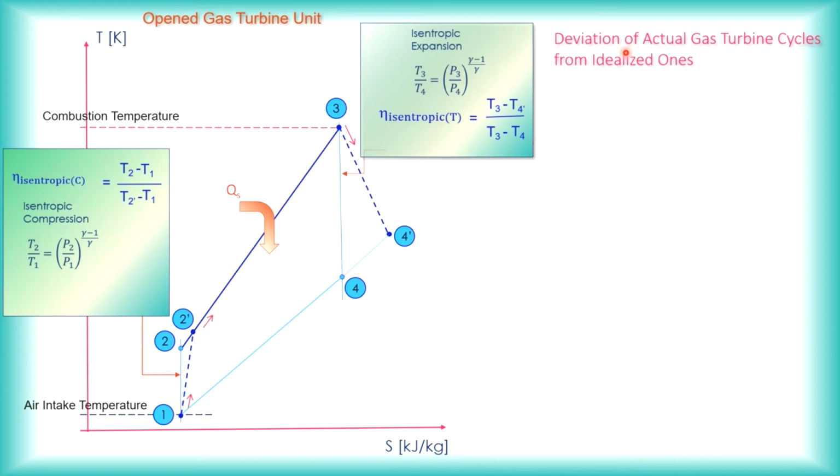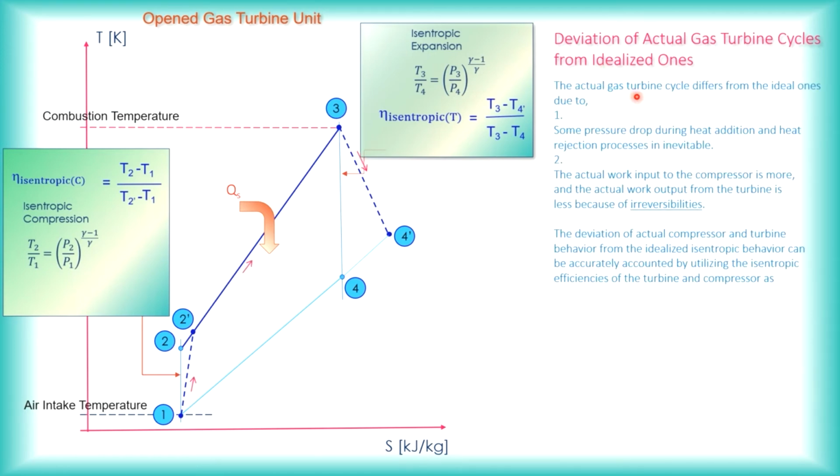Then the deviation of actual gas turbine cycles from the ideal ones. The actual gas turbine cycle differs from ideal ones due to, one, some pressure drop during heat addition and heat rejection process is inevitable. But we are not looking at any pressure drop yet.